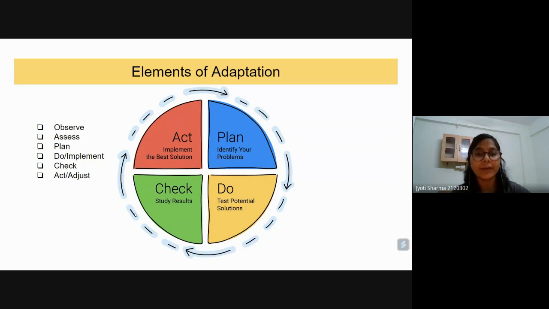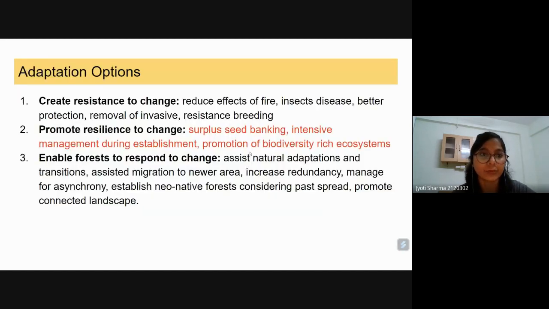And what different elements do we have in adaptation? First, we will observe whatever change is happening in the variables. For example, the temperature is increasing, so we will observe this. Then we will assess how prone we are to the increase in temperature. After assessing, we will plan the strategy. We will do it, we will check it, and after checking, we will adjust whatever we did. So this is the PDCA cycle. Okay, so these are the elements of adaptation.